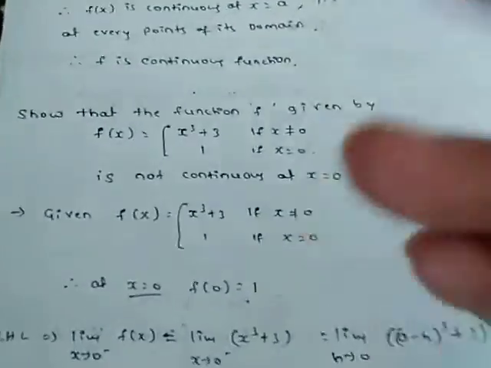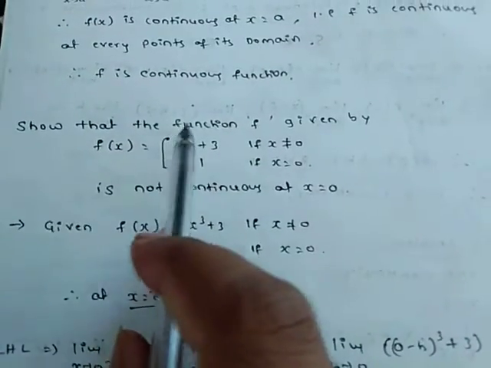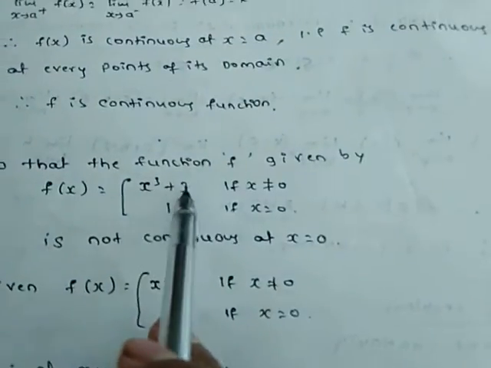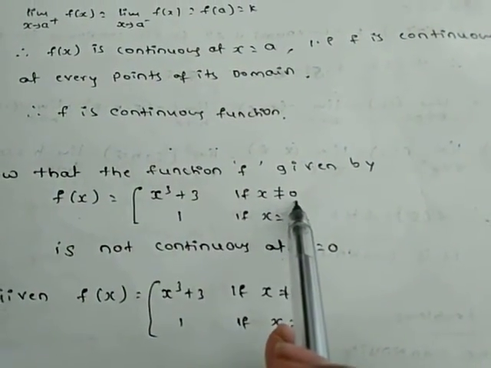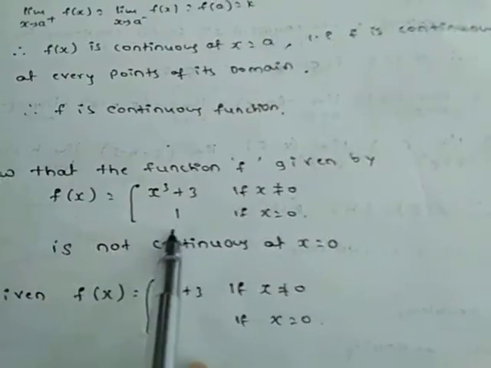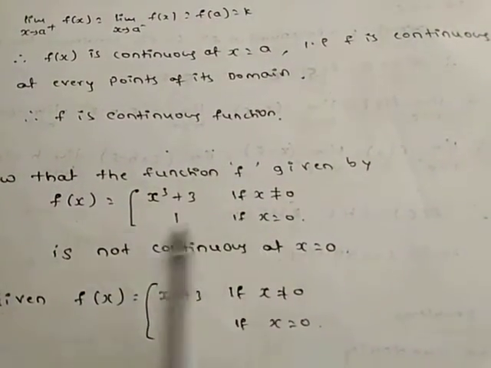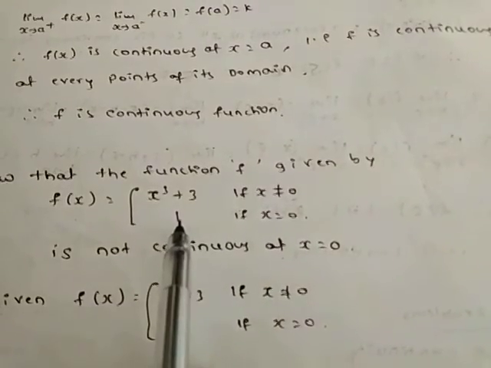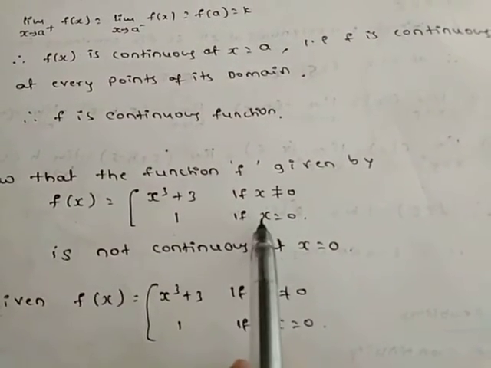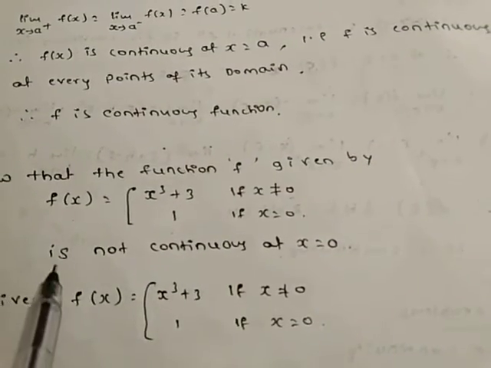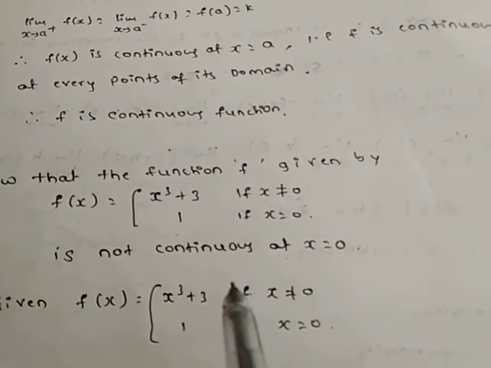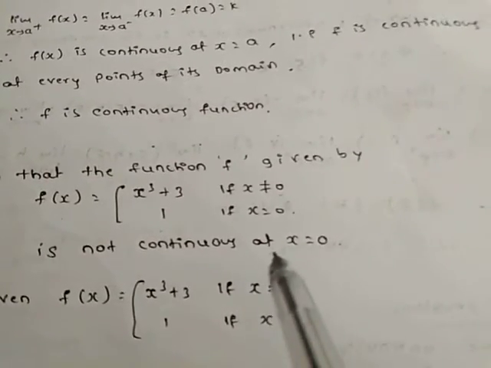So the next problem is: show that the function f given by f of x is equal to x cube plus 3 if x is not equal to 0, and 1 if x is equal to 0. They have given the split function here. We need to show that it is not continuous at x is equal to 0. We need to check that the given function is not continuous at x is equal to 0.